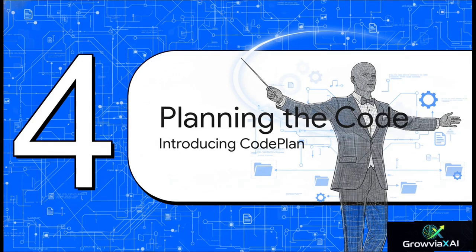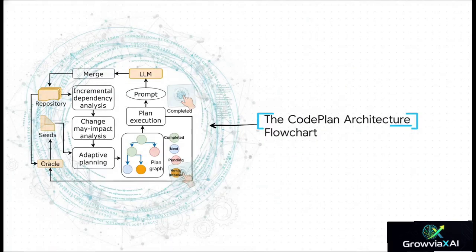Which brings us to Section 4, planning the code. Enter CodePlan. This is an architectural framework developed by Microsoft Research that acts exactly as that conductor we just talked about. It takes the repository and the initial seed specifications, and then the LLM merges with an incremental dependency analysis to create what's called an adaptive plan graph. It doesn't just guess. It actually maps out the dependencies, evaluates the impact of the changes, and executes a multi-step chain of edits. And once an edit is completed, the system analyzes if that edit broke anything else, continuously adapting the plan until the entire repository builds successfully.